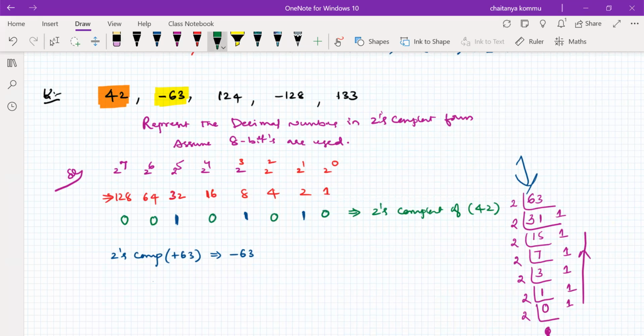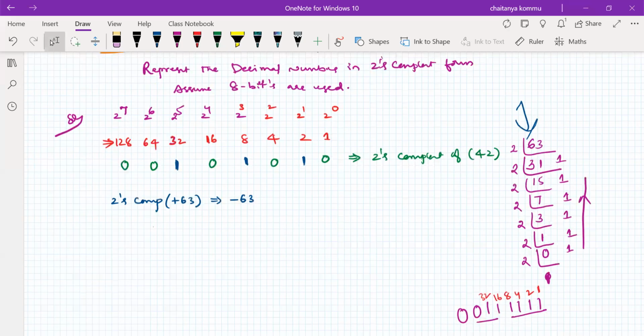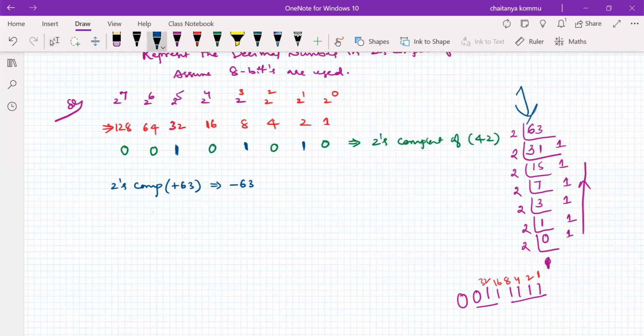Fine. So plus 63. So we need to have 32 is required. 16 is required. 8 is required. 4 is required. 2 is required. 1 is required. Right? Remaining all are zeros.